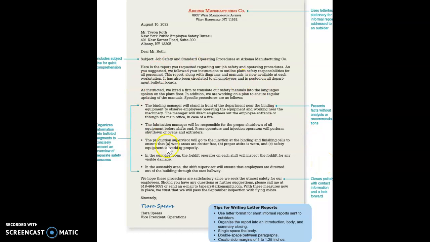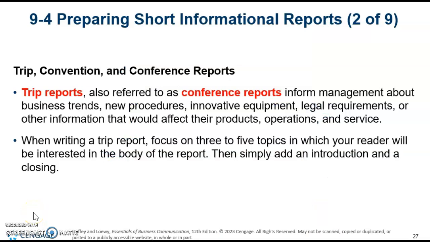So it's specifically providing information, and you can read over all the suggestions here of how to prepare a report like this. We've gone over this in section 1 already. Trip reports, which are also referred to as conference reports, often inform management about business trends, new procedures, innovative equipment, legal requirements, or other information that will affect their products, operations, and service.